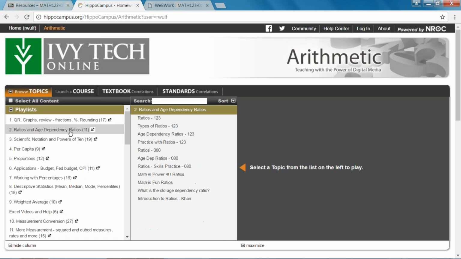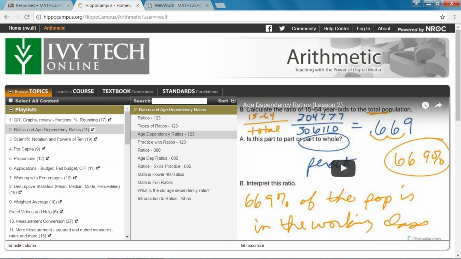Okay, so section 2 was a very good section, and some of you could have used more help on the end part with the age dependency ratios. Okay, so this is part right out of your book, and she just goes through.